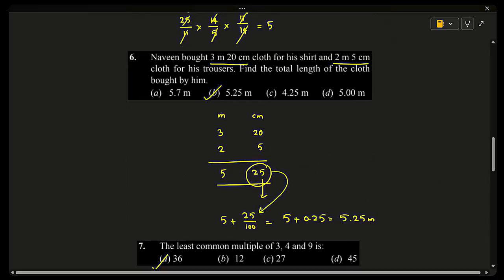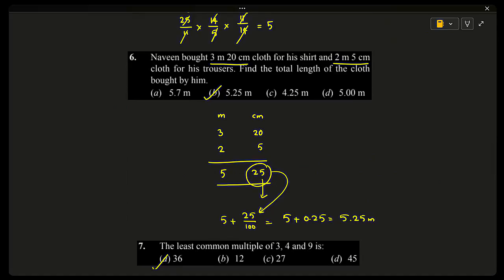How to convert centimeter into meter? Divide by 100, right? Yes, sir. Because 1 meter is equal to 100 centimeters. 25 by 100, you can write 0.25. So adding these two, you'll get 5.25 meters.